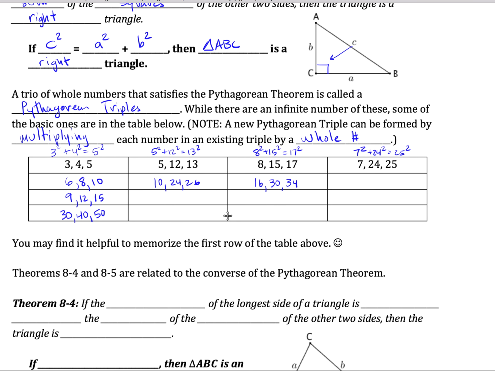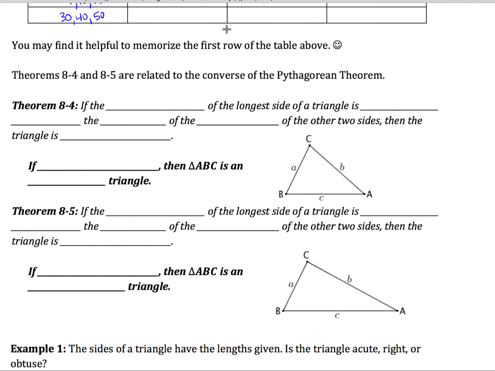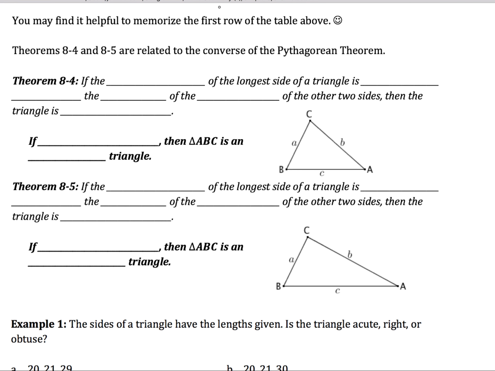Now there are a couple other things that we're going to take a look at that are related to the converse of the Pythagorean theorem. Theorem 8-4 and 8-5. And Theorem 8-4 says that if the square of the longest side of a triangle is less than the sum of the squares of the other two sides, then that actually tells you that the triangle would be an acute triangle.